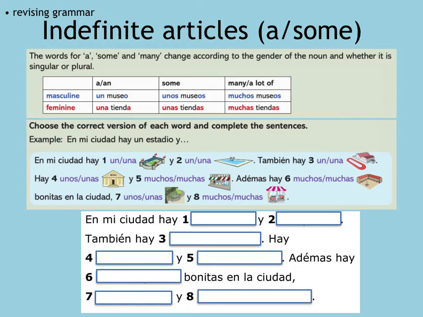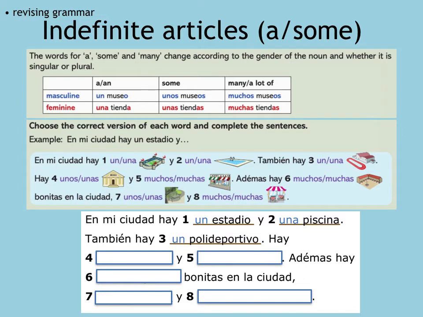Vale, muy bien. Vamos a mirar las respuestas. We're going to look at the answers. Entonces, número 1, un estadio. Número 2, una piscina. Número 3, un polideportivo. Polideportivo was sports centre. I wasn't sure if you would remember that. Well done. Number 4, número 4, unos museos. Número 5, muchas tiendas. It's got to be muchas because it's tiendas, it's feminine.